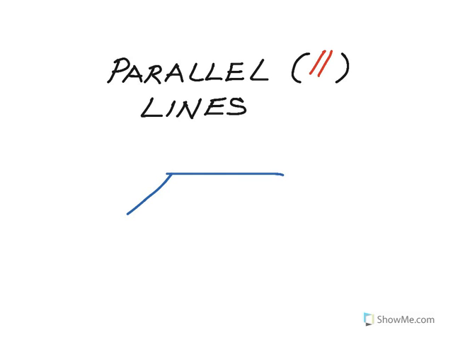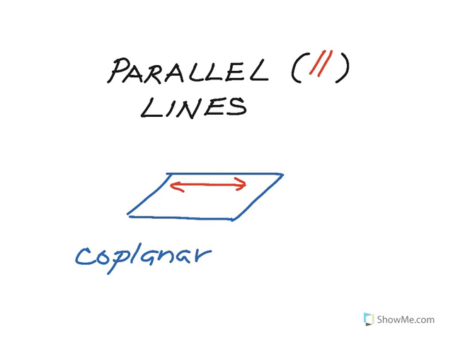two lines that are in the same plane, so they're coplanar, and they don't intersect. So they are non-intersecting.